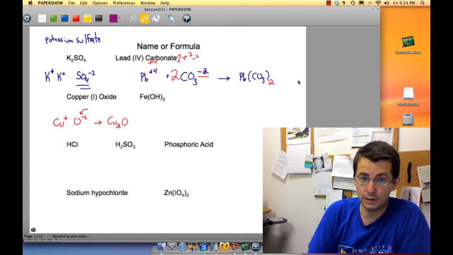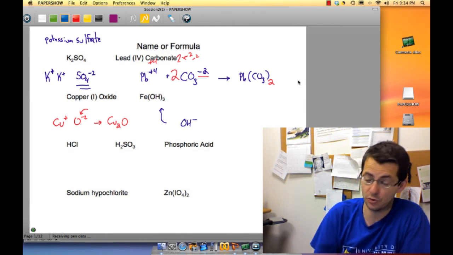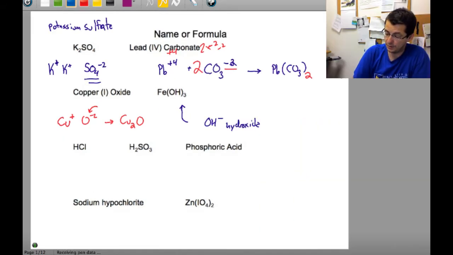This stranger one, OH is really an OH minus, the hydroxide ion. There's 3 of them, each with a -1. That would represent that the iron is a +3. So the correct name would be iron 3 hydroxide.